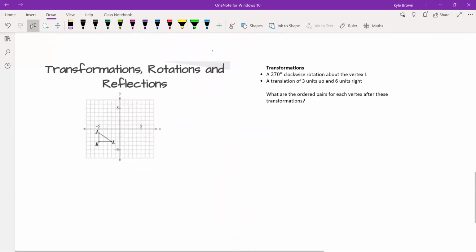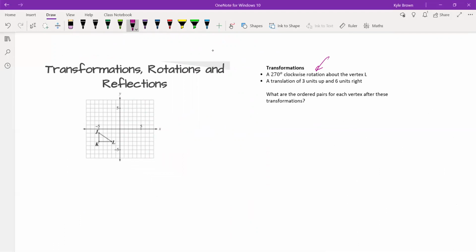Transformations, rotations, and reflections. So I figured just the best way to do this, I'm just going to give you an example and we'll go through this one together. So here's a typical type of a question. So they'll say, we need to perform transformations of 270 degrees clockwise rotation about the vertex L, and then a translation of 3 units up, 6 units to the right.